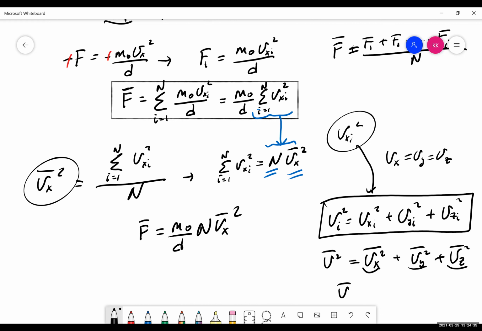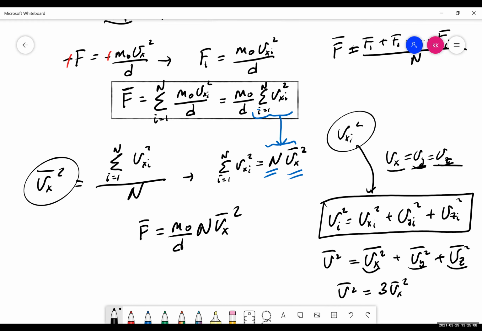So I can say V average square is 3 times the same quantity. If those are all the same, Vx square plus Vy square plus Vz square is the same as 3 times Vx average square. Since Vy is the same as Vx, and Vz is also the same as Vx, I can just say that V average square equals 3 times Vx average square.